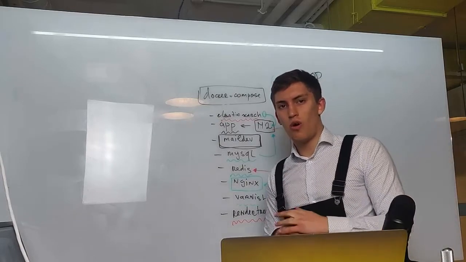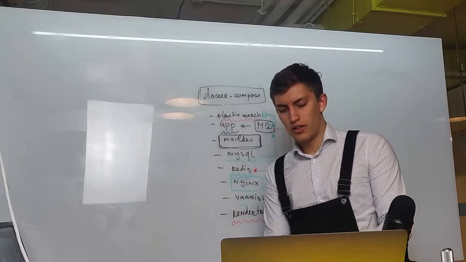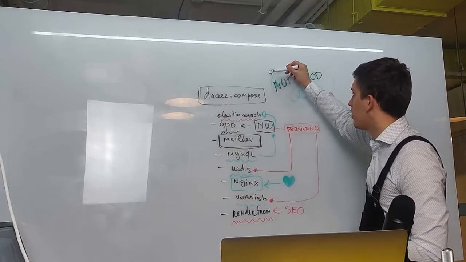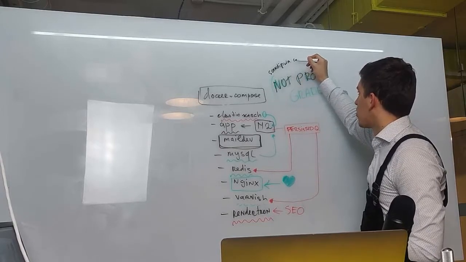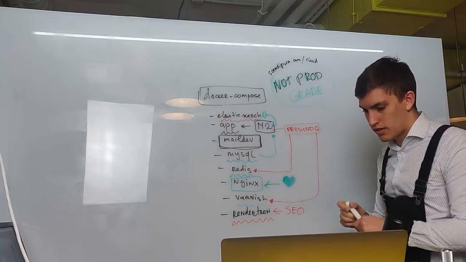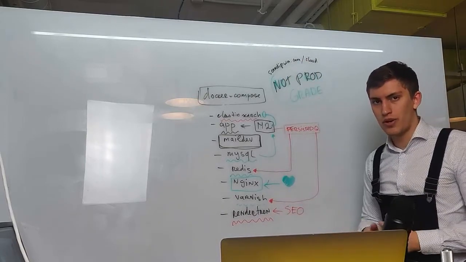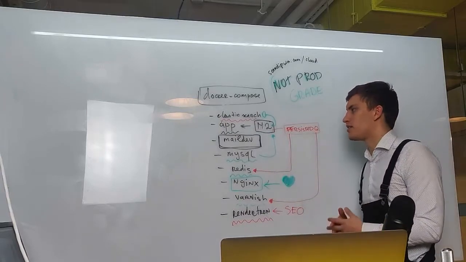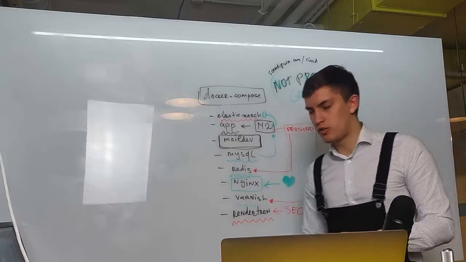If you want to host ScandiPWA in production using Docker, you can go to ScandiPWA.com/cloud, and this site will open you a link where you will be able to register and get your instance running the ScandiPWA production grade Docker setup. But we're talking not production.